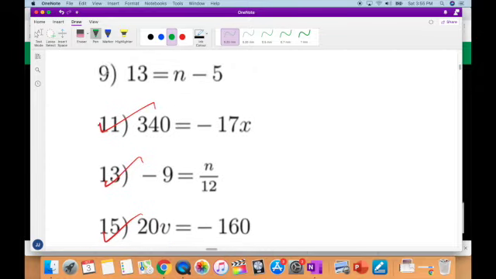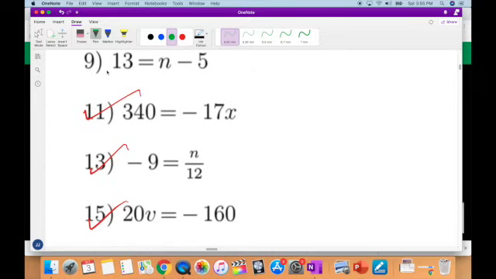So number 11. I'll just rewrite it in a different order. So this is negative 17x is equal to 340. So this is negative 17 multiplied by x. So I'm going to have to divide by negative 17. 340 divided by negative 17 is negative 20.